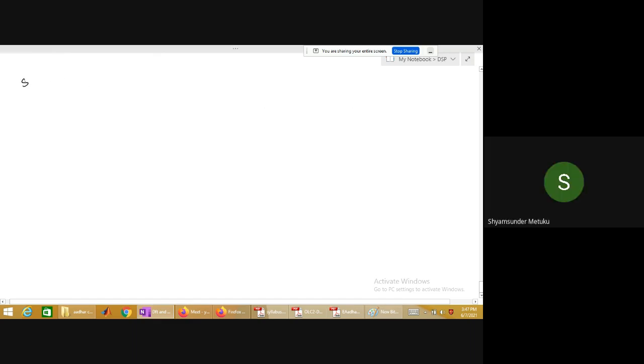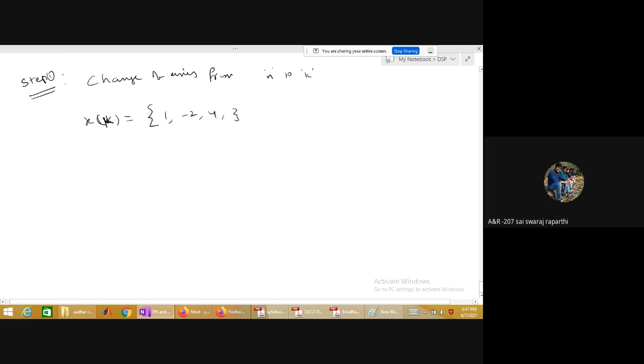Let me go with step 1. What does step 1 say? Change from n to k. So what I'll do is x of k is equal to, can you tell me what the numbers are again? For x it is 1, -2, 4, 3. And h of k? 7, 3, -5, 6. Arrow is at 3, yes? Yes, sir. Okay. So what is step 2?